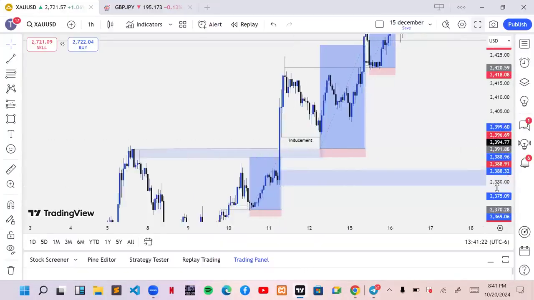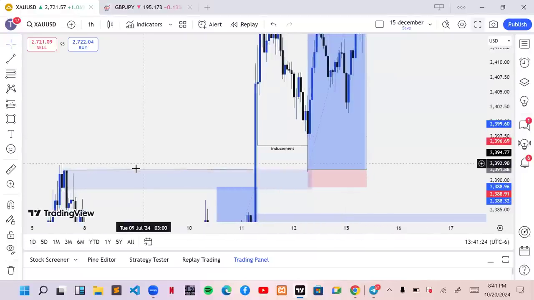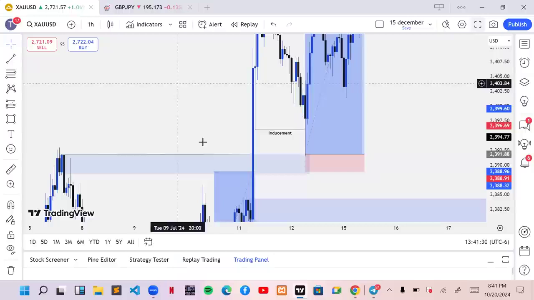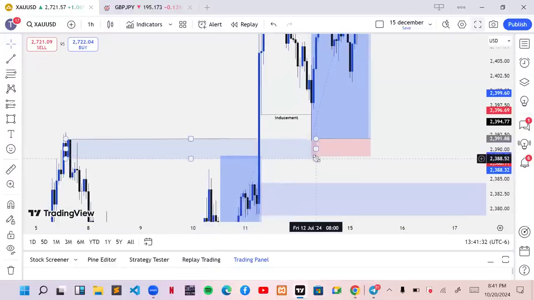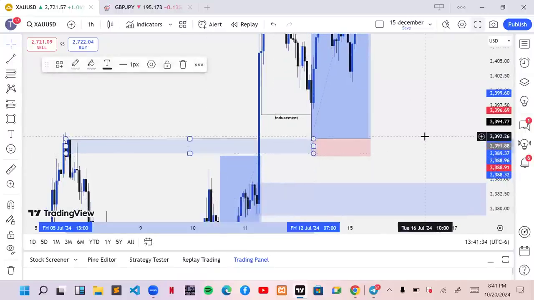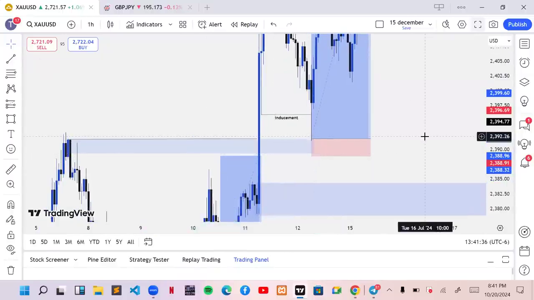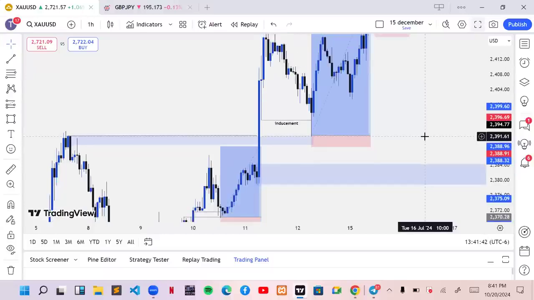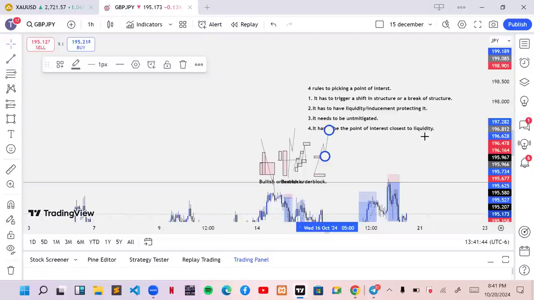And if you pay attention, once price tapped into that breaker block, it started reversing immediately. There was no drawdown on the trade or any kind of loss, because you have to pay attention to know which point of interest you're going to make use of. People are flipping accounts, but you have to pay attention to know which point of interest you're going to use by paying attention to all these rules. Get these rules down, take a screenshot or write it down.